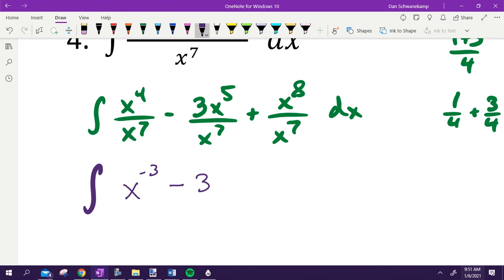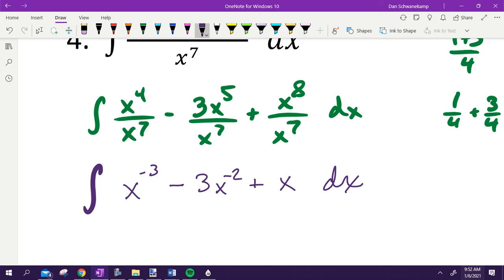Minus 3. The 3 is a constant. Constants hang out all the time, so it's a 3. X to the 5th over x to the 7th, x to the negative 2. Plus x to the 8th over x to the 7th. That would be x. Don't forget that dx. You've seen that dx already. It's important every single time. It ends the integral. Otherwise, it goes on forever. We need an ending point to say, hey, this is what I'm taking the integral of.